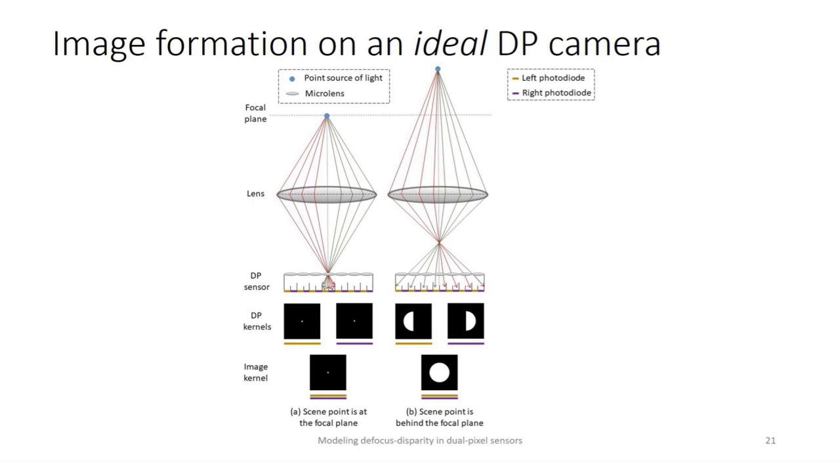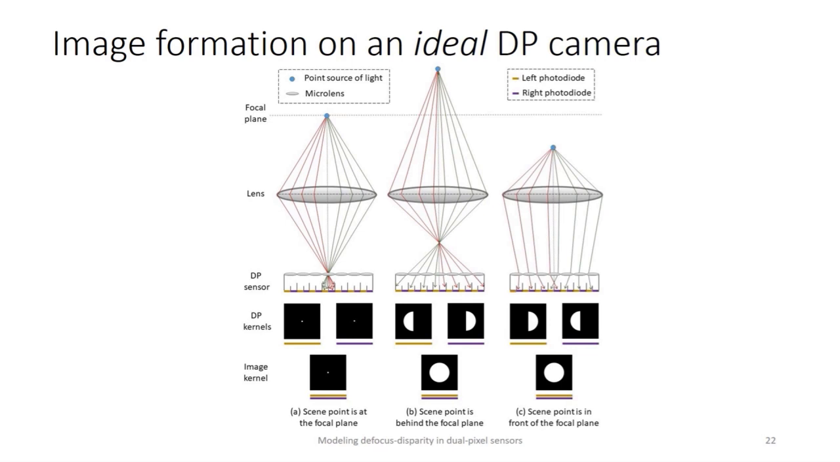Now consider a scene point that is behind the focal plane. Light rays emanating from this scene point converge in front of the sensor and produce a 7-pixel wide blur on the sensor. The circle of confusion that is induced by this out of focus scene point is split over the two DP views, producing half circle blur kernels as shown. The sum of these two blur kernels is equal to the full circle of confusion observed on the image, since together they account for all the light passing through the aperture.